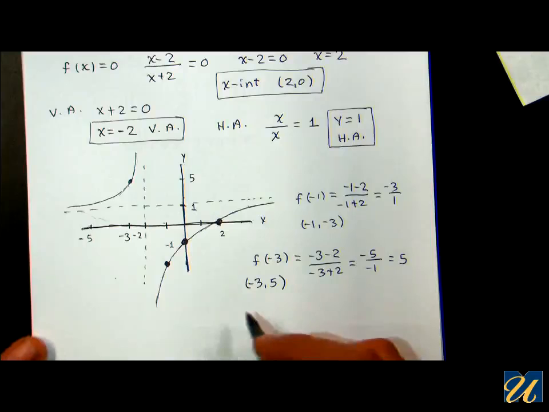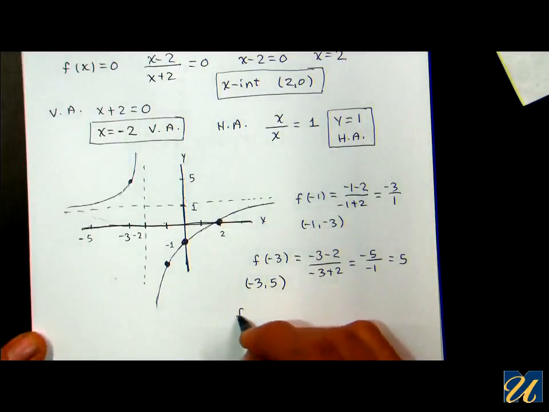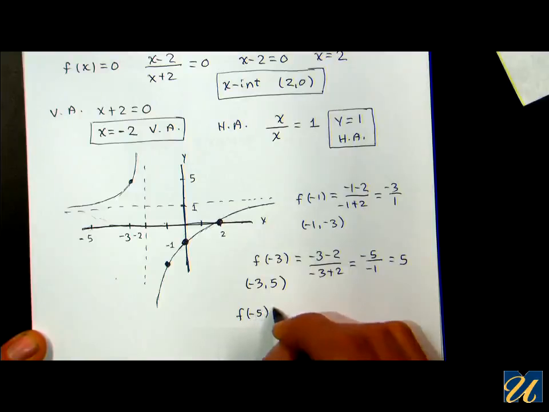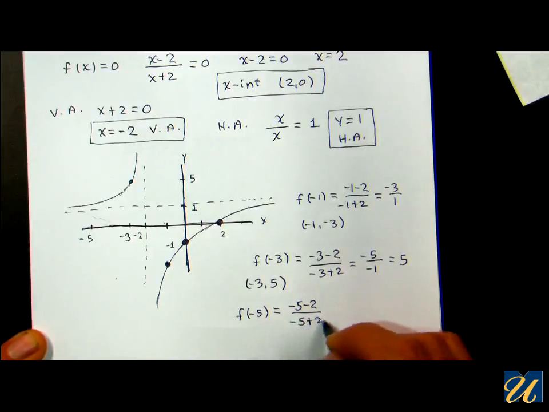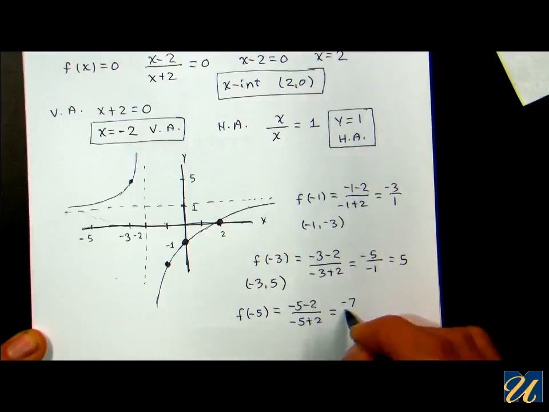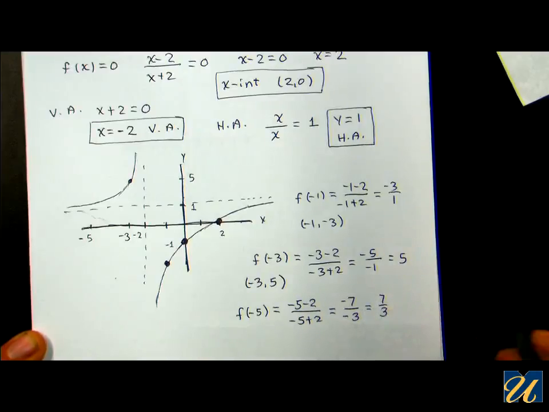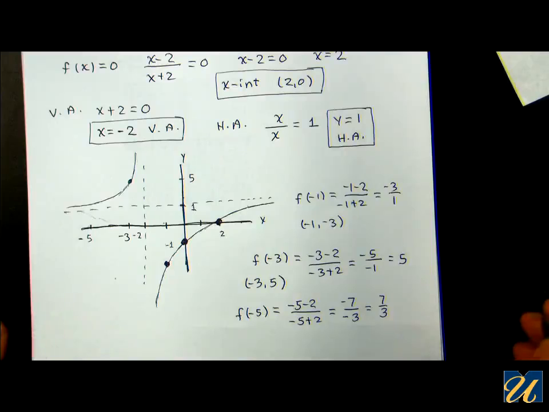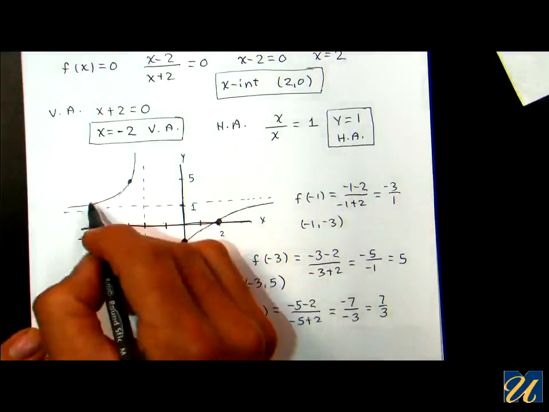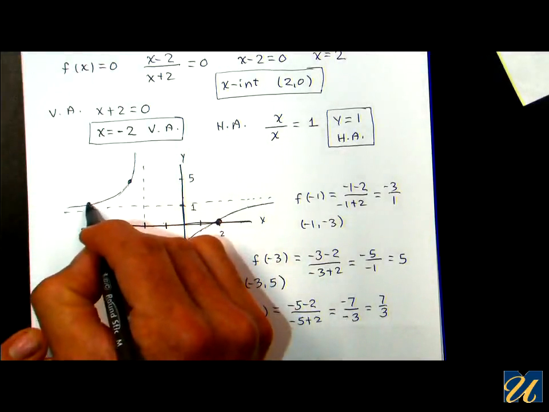They do take practice. So let's plot one more point. Let's say f of negative 5. So negative 5 minus 2 divided by negative 5 plus 2, negative 7 divided by negative 3 is positive 7/3. That's a little more than 2. Aha. That's above the horizontal asymptote. So again, it's up here as we thought.